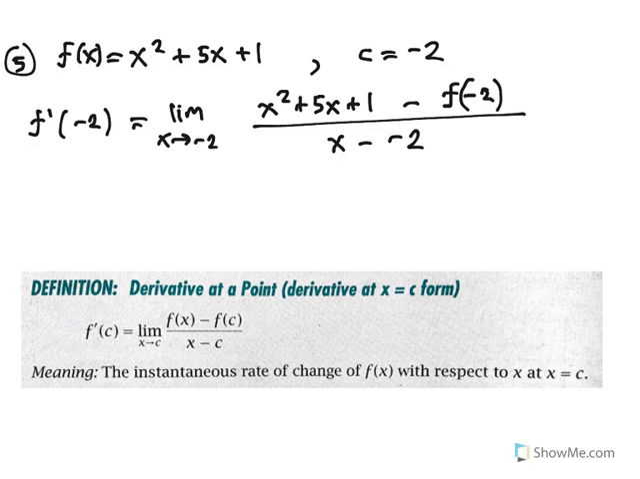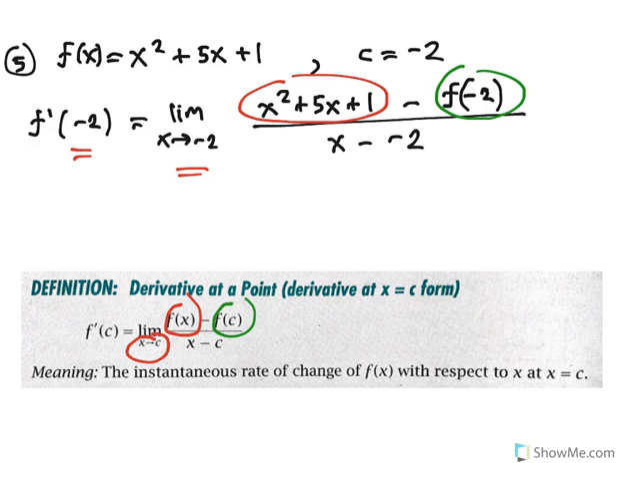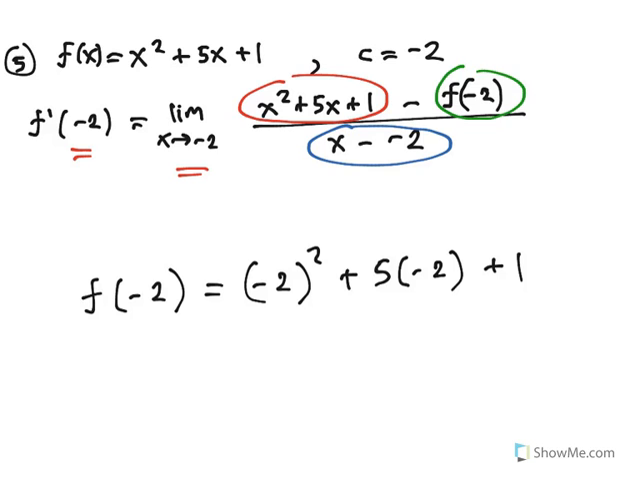So we begin with the definition of derivative at a point. We have f prime of -2 is the limit as x approaches -2 of f of x, which is right here, minus f of -2, divided by x minus (-2). So now we will just evaluate this limit.